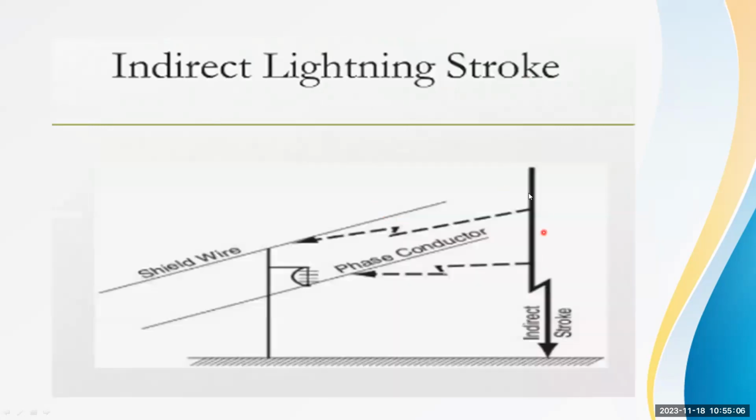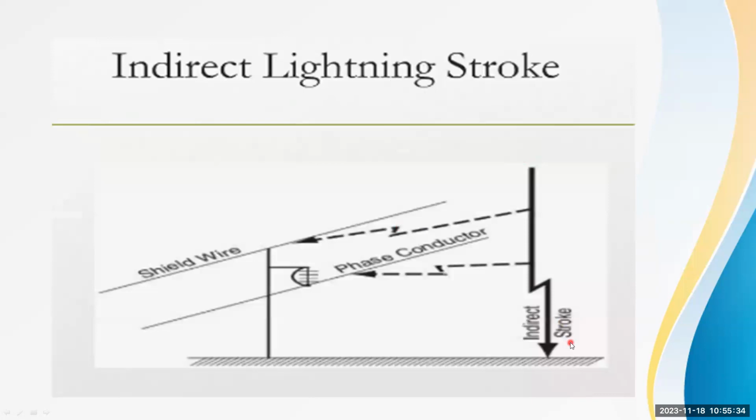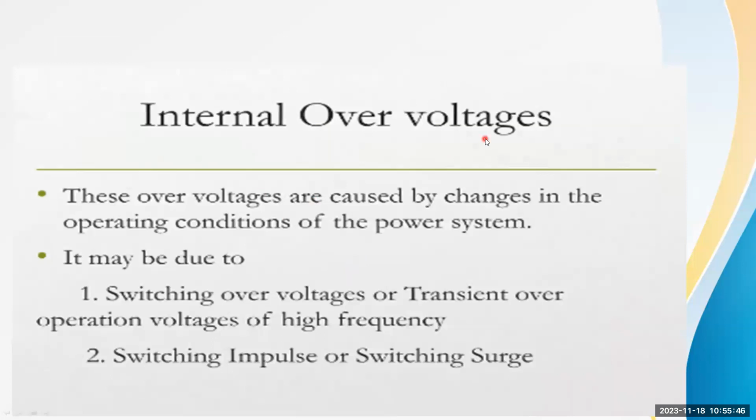And an indirect lightning stroke is like this. In this condition, the nearby transmission line is also affected, and that is called an indirect lightning stroke, affecting the phase conductor and shield wire. The neighboring transmission line is also affected by the lightning. Here, the lightning is falling on the transmission line directly, that is called direct, and the lightning falling near the transmission line and to the ground is called an indirect lightning stroke. Because of this, there are changes in voltage levels of the transmission line and internal voltages.